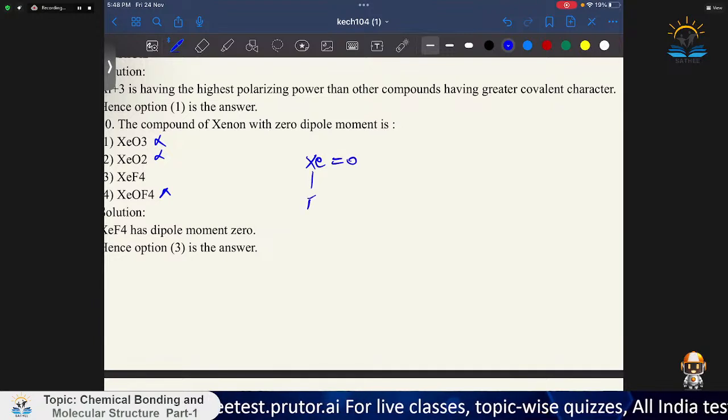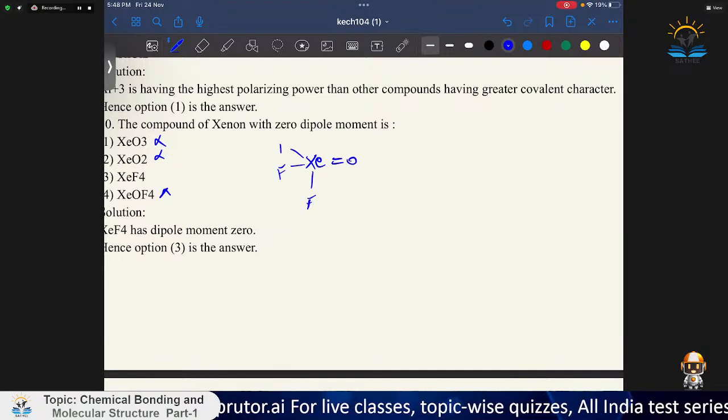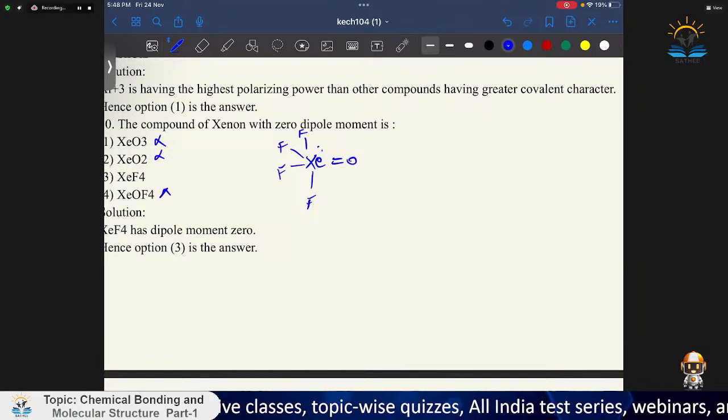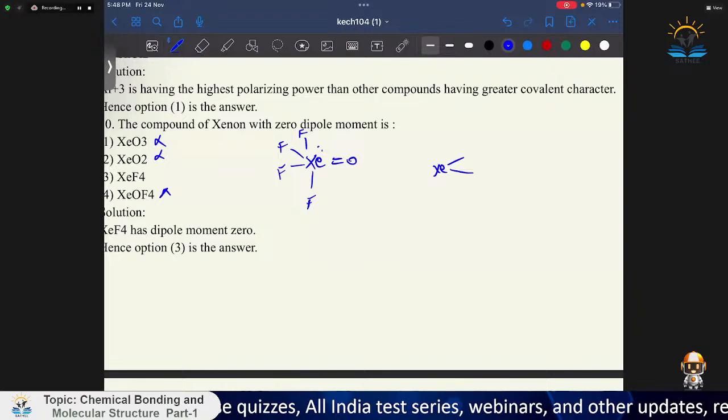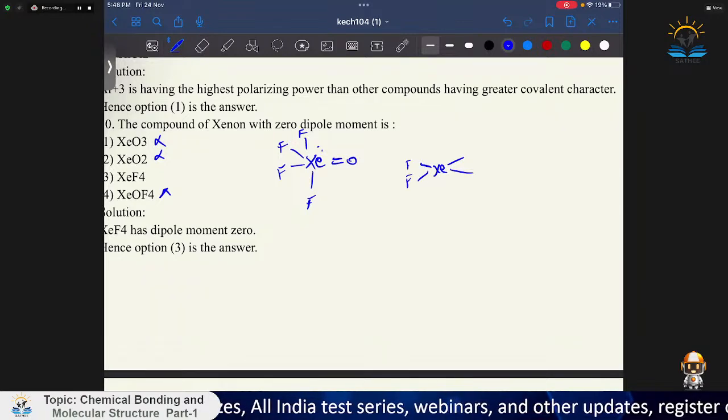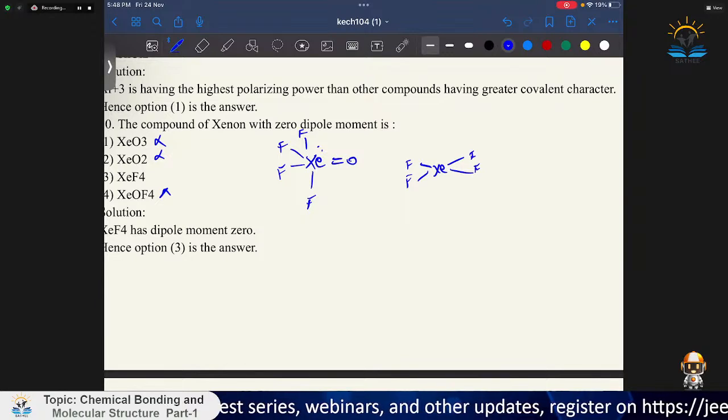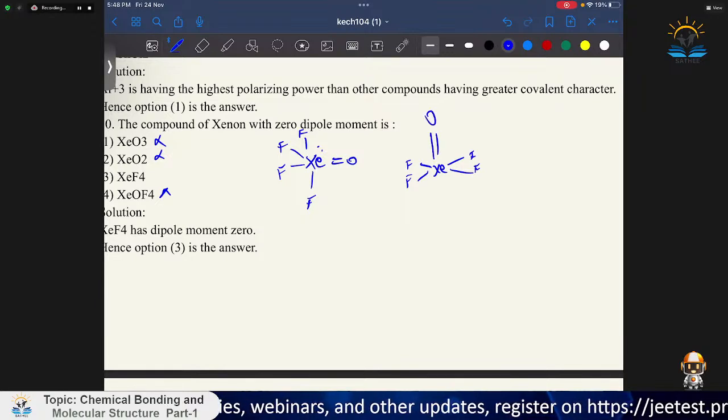XeOF4. Okay, still there is a lone pair remaining. How should we arrange it? See, we arrange it in a form that this is XeF4.